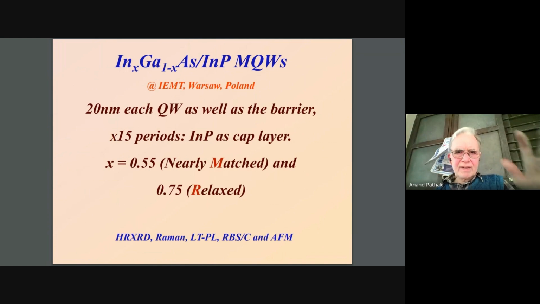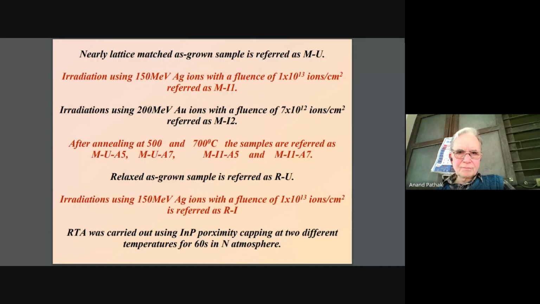Then if there are many layers, that is 15 periods, what you get is indium phosphide and indium gallium arsenide, indium phosphide multi-quantum wells. Many layers are there; here it is 15 layers. And then if you irradiate them, what happens? It's a very, very interesting effect. There is a comparison of the fluence of silver ions and gold ions. Silver ions have less stopping power. Gold ions have more stopping power.